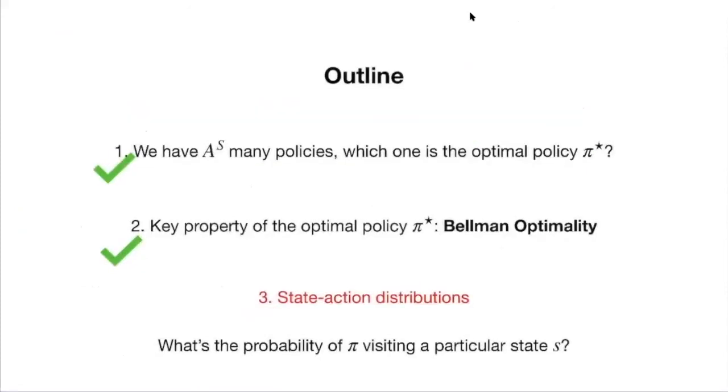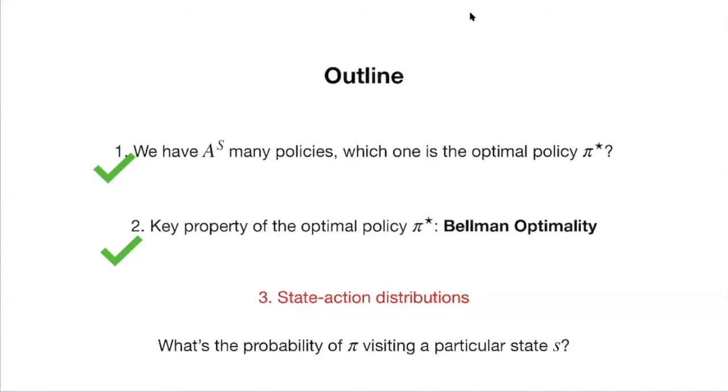So this is what we covered so far. We defined the optimal policy pi star, which is a policy that dominates any other policy at any state. Then we talked about the Bellman optimality of this optimal policy pi star. I want you to think about this Bellman optimality using the idea of dynamic programming. Draw pictures by yourself and try to convince yourself that this is doing the dynamic programming idea.